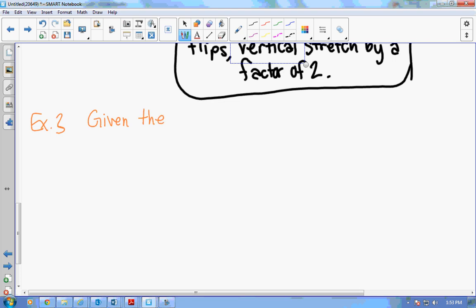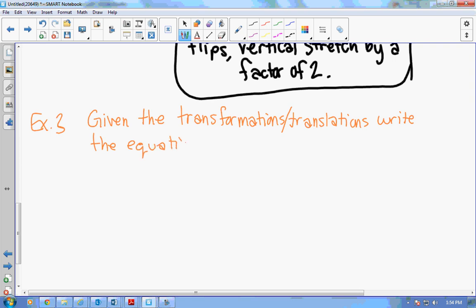Given the horizontal shifts, transformations and translations, write the equation of the linear, quadratic, and absolute value functions. Quadratic and absolute value.